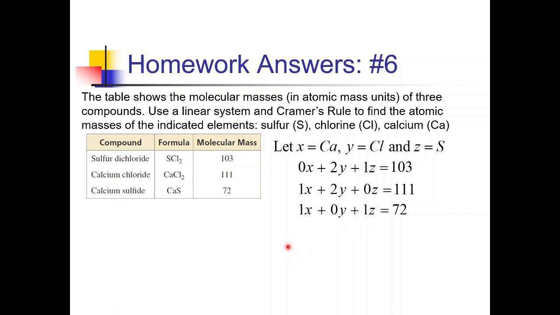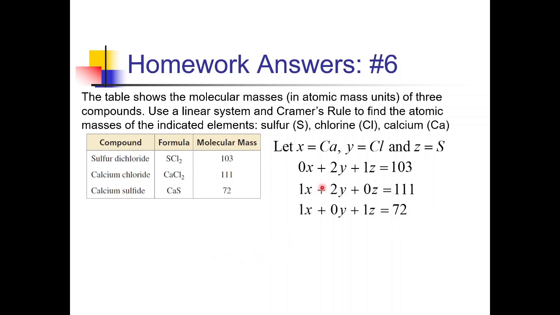So I'm going to write four matrices now. One of them is going to have all the coefficients in it. That'll be my A matrix. And then for my B, C, and D matrices, each of those is going to replace a separate column from this original coefficient matrix with these atomic masses, 103, 111, and 72. So let's implement this, and then we can use our calculator.